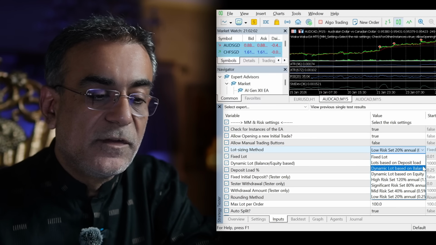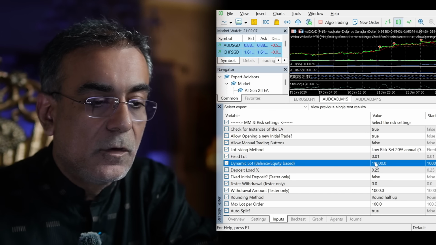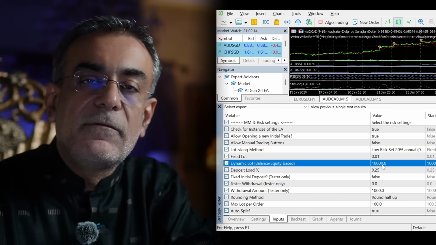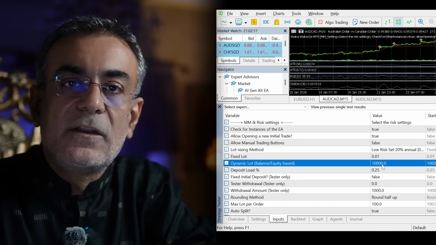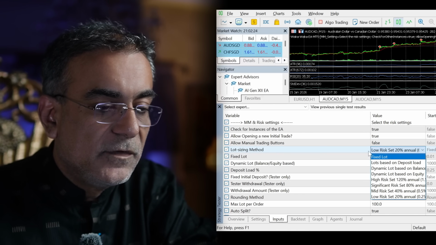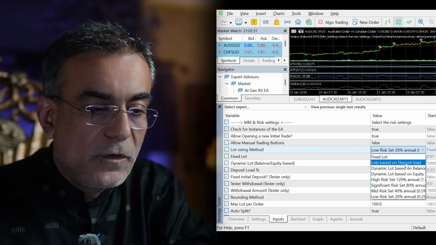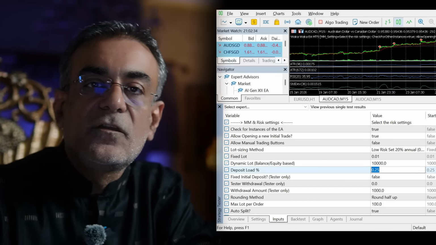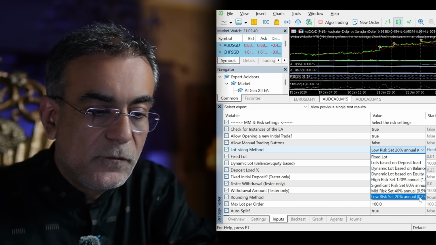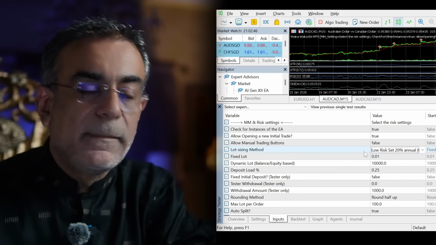Then you have dynamic lot size based on balance and equity, which is a very simple one. You specify the dynamic lot here: 0.01 lot size for every $10,000 of either equity or balance is the minimum lot size. The fixed lots option is very simple too; you specify it here. But you also have lots based on deposit load, where you can specify a custom deposit load. 0.25 is the default, which is this setting, this is 0.5, then this is 1, and this 1.5. These are the lot sizing methods for the base trade.